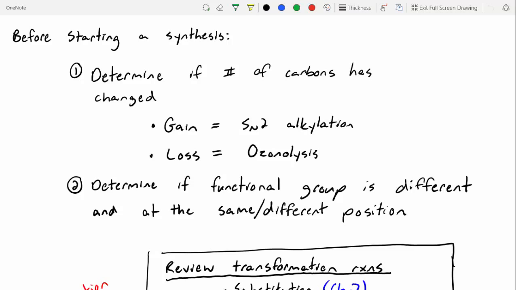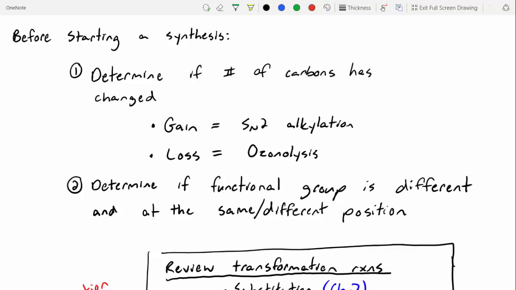But the first thing you want to do before starting the synthesis is determine if the number of carbons changed from your starting material to your final product. If you gained carbons, that means you probably did some sort of SN2 alkylation. We're later on going to learn more reactions with things like Grignards where we can add carbons. But as far as we're concerned right now, the only way we have of adding carbons is SN2 chemistry. If we're losing carbons from starting material to product, that means we're probably doing some sort of ozonolysis reaction, right? Because if we do ozonolysis, we're splitting a triple bond or a double bond.